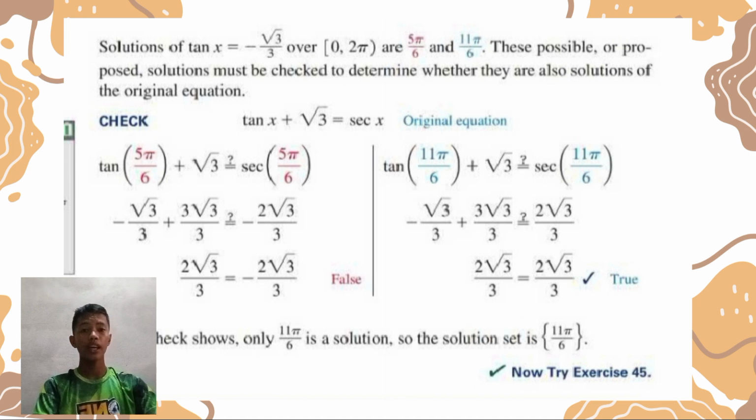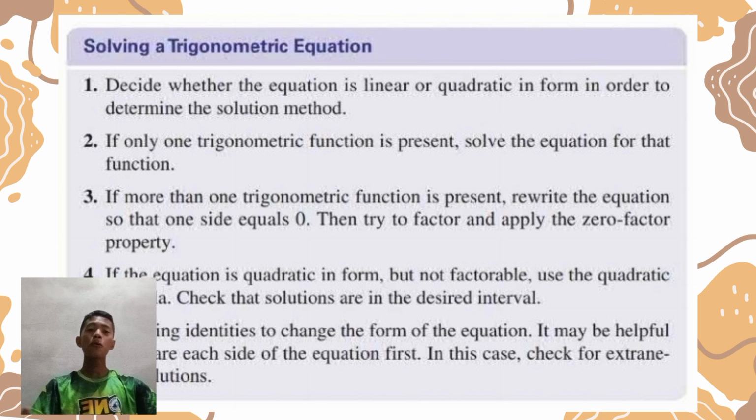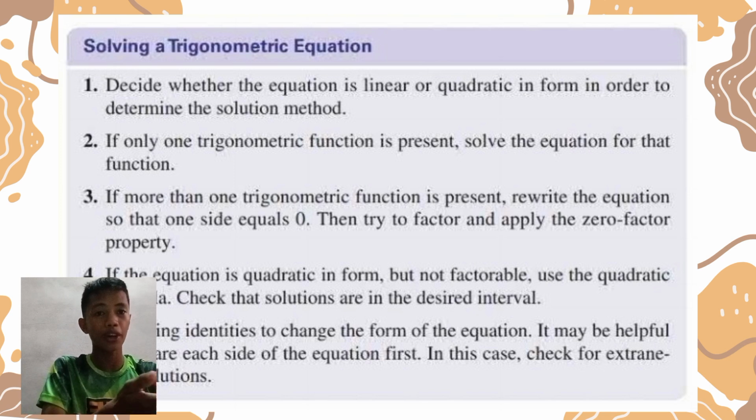But for 11 pi over 6, we get negative square root of 3 over 3 plus square root of 3 equal to 2 square root of 3 over 3, which is 2 square root of 3 over 3 equal to 2 square root of 3 over 3, which is true. As the check shows, only 11 pi over 6 is a solution. So the solution set is 11 pi over 6, that is the solution set only. So we have to keep in mind these key points.